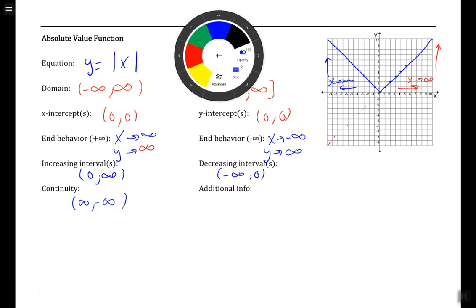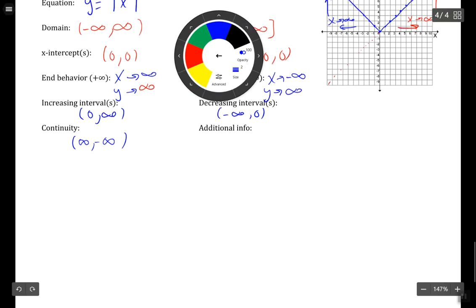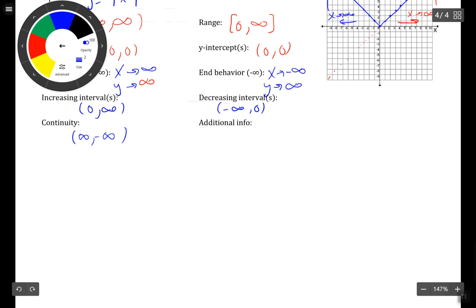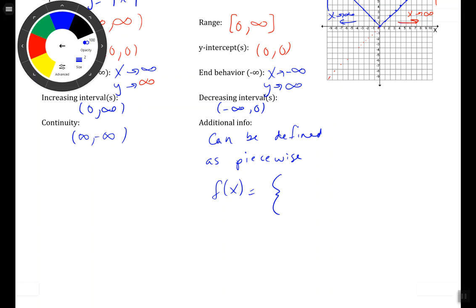Okay, additional information. This is important. This is what I taught my Algebra 2 kids to help them with this. You kind of touched on piecewise, but this can be defined as piecewise. That means I can write this as f of x is equal to, put the little bracket, there are two parts. It is equal to x for x greater than or equal to 0.